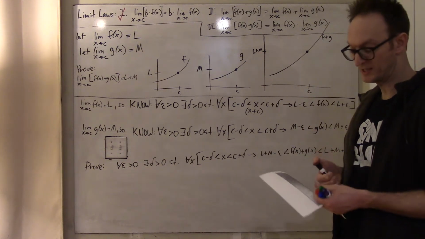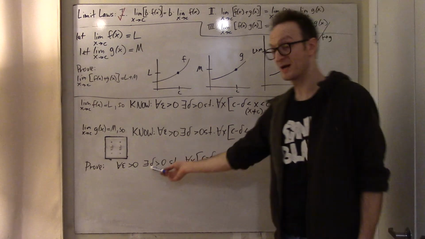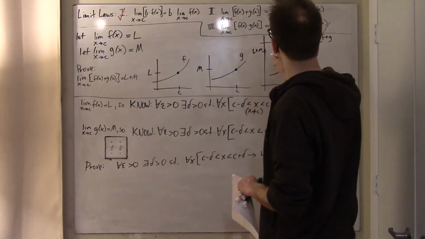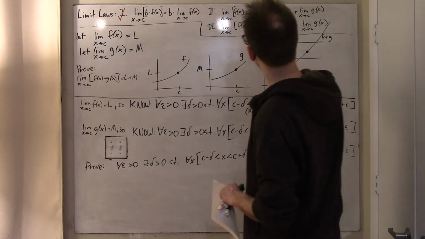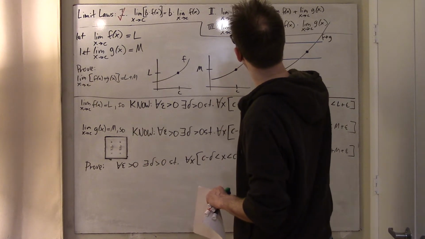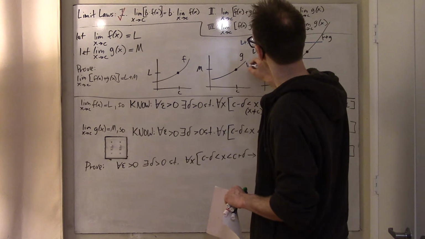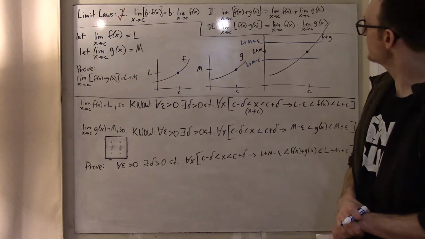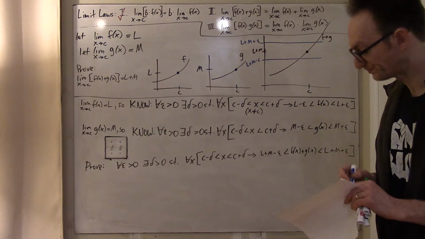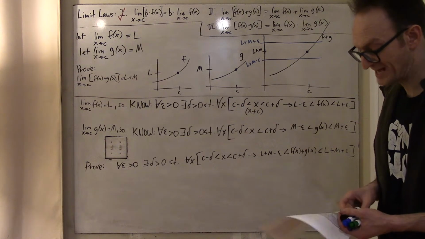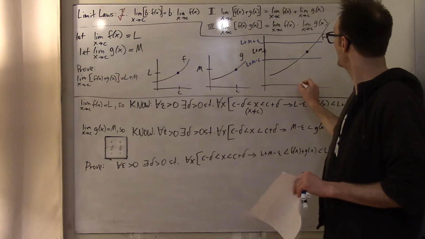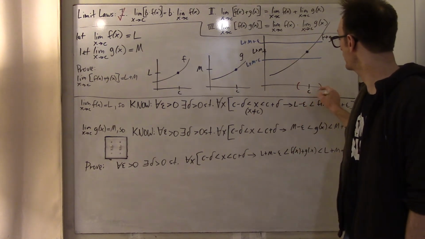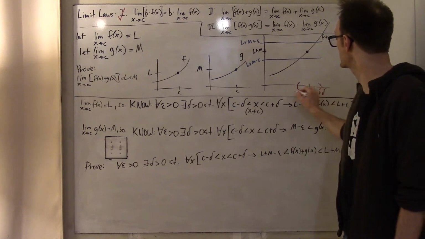What is the logical structure of the thing that I'm trying to prove? Well, I get challenged with an epsilon. What is epsilon? It is how close my function needs to be to L plus m. So that's L plus m plus epsilon, and that's L plus m minus epsilon. What do I have to do to meet that challenge? I have to figure out how close to C I must be in order for that to be true. So that's C plus delta, C minus delta.